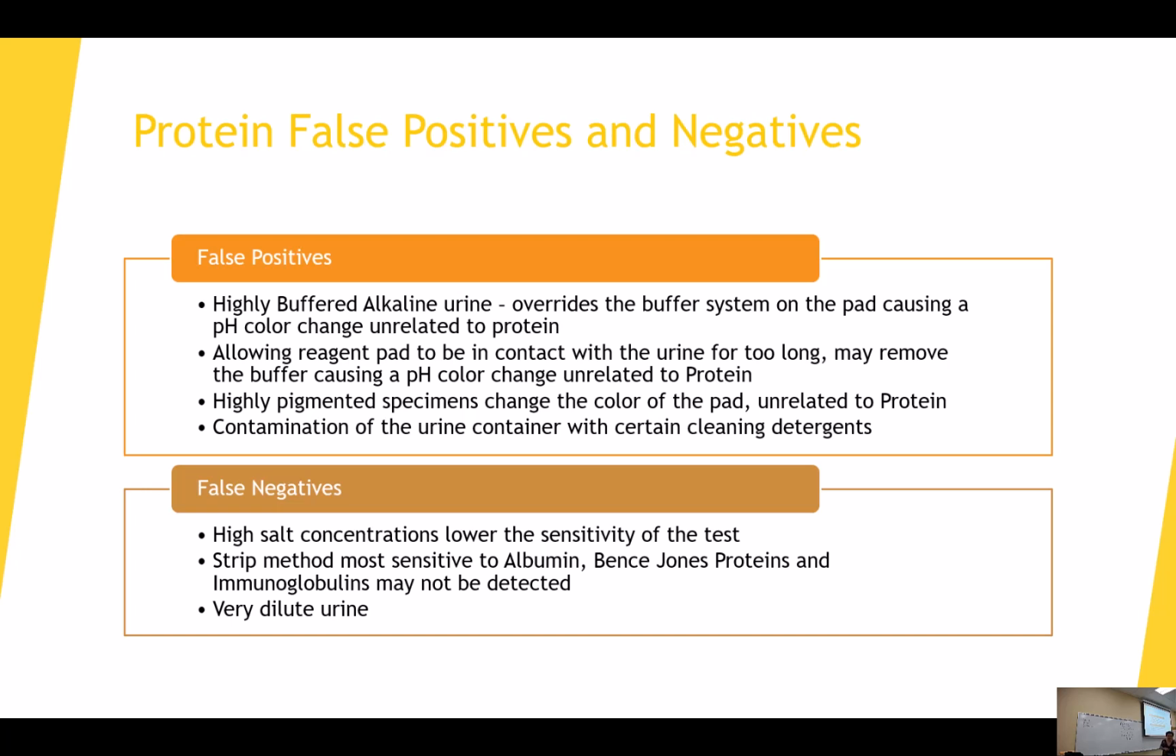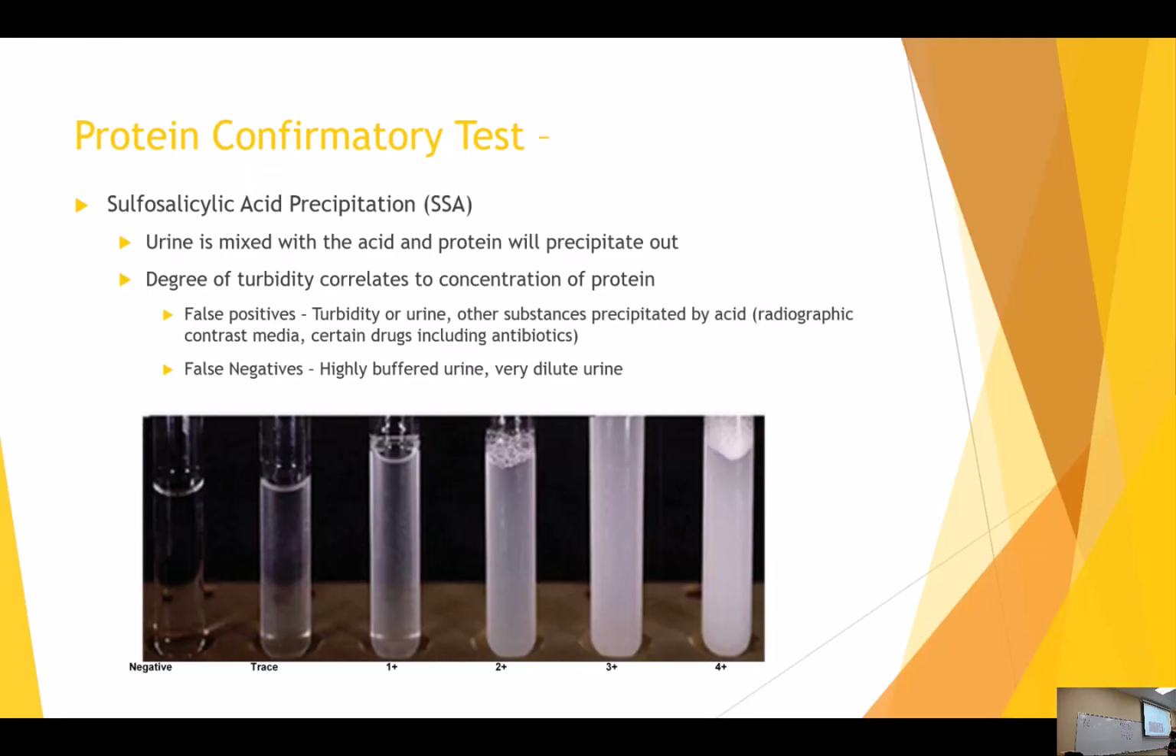The strip sensitivity: its method is very sensitive to albumin only, so it's not likely to pick up Bence-Jones proteins and immunoglobulins and such, because it's only going to detect the albumin. And if you have very dilute urine, you're not as likely to pick up the protein in it. So a concentrated urine is a better specimen.